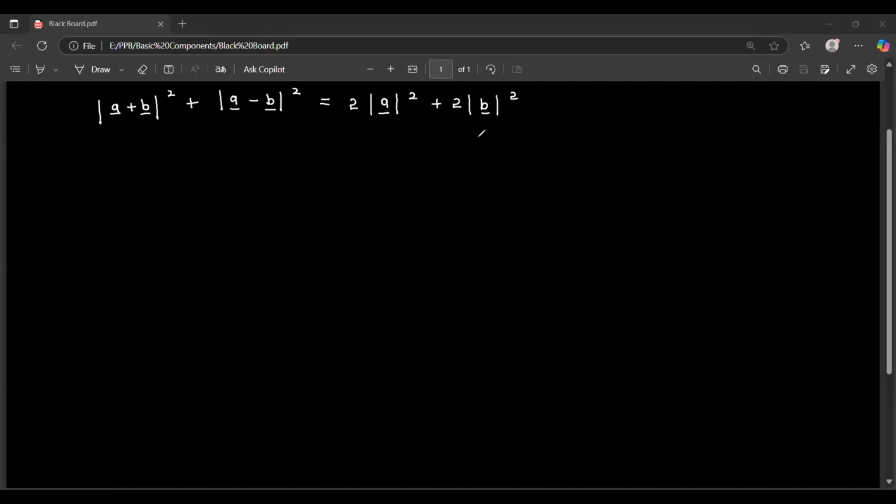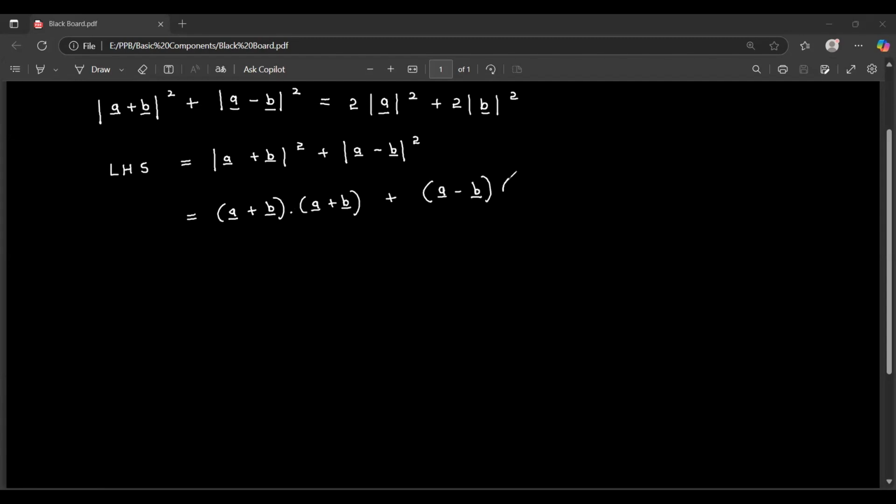Now let's do this one. They're asking us to prove again, but in this case the question is a little bit different. But we are going to do the same thing. We are starting from the left-hand side. Here the left-hand side can be rewritten as A plus B into A plus B, and similarly, this can be rewritten as A minus B into A minus B.